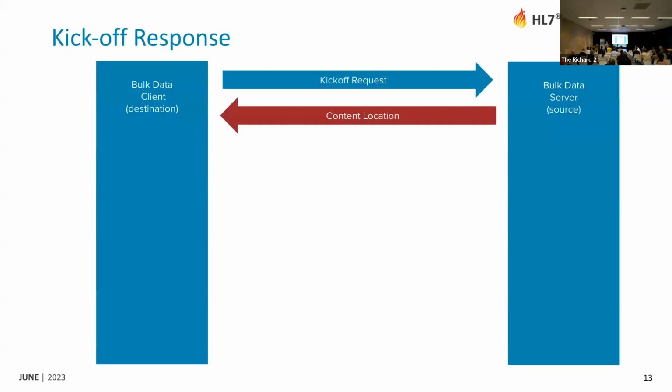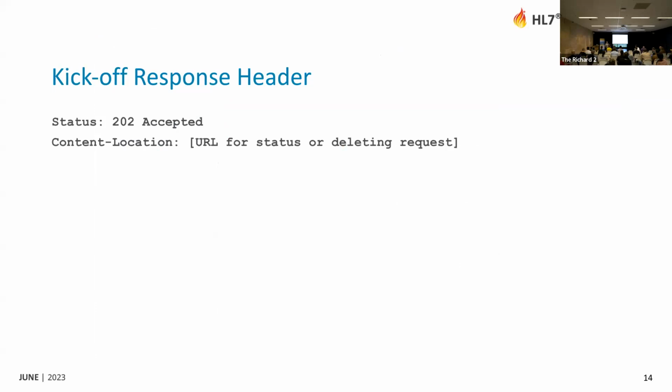Okay, so that was a lot about the kickoff request, but we got to the second arrow. So we made this request, and what we get back is a content location. It's going to be in a header and look something like this. You'll get a 202 Accepted. The server has received your data request, and it's going to tell you where to look for updates on the status of that request. Of course, you could get an error at any stage in this as well. So if you're building a client, you need to be able to handle that.